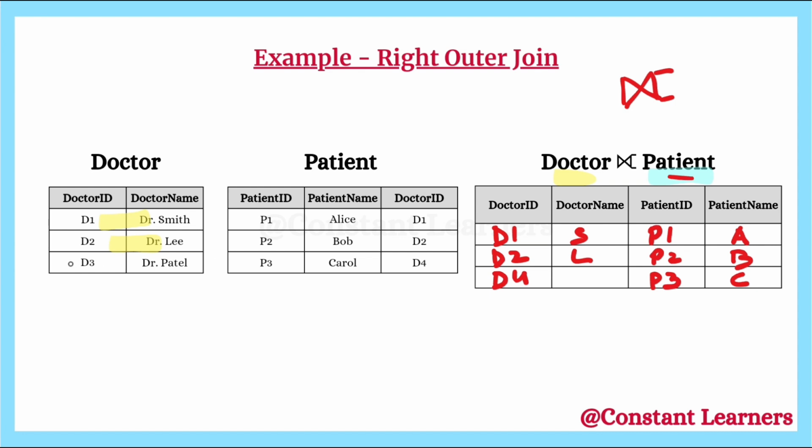Now in case of D4, in the doctor table, we have no entry for Dr. D4, right? That means there's no entry available for this Dr. D4 in the doctor table. So the entries are not matching. And when the entries do not match, we put null. Right? Is that clear? Fine.